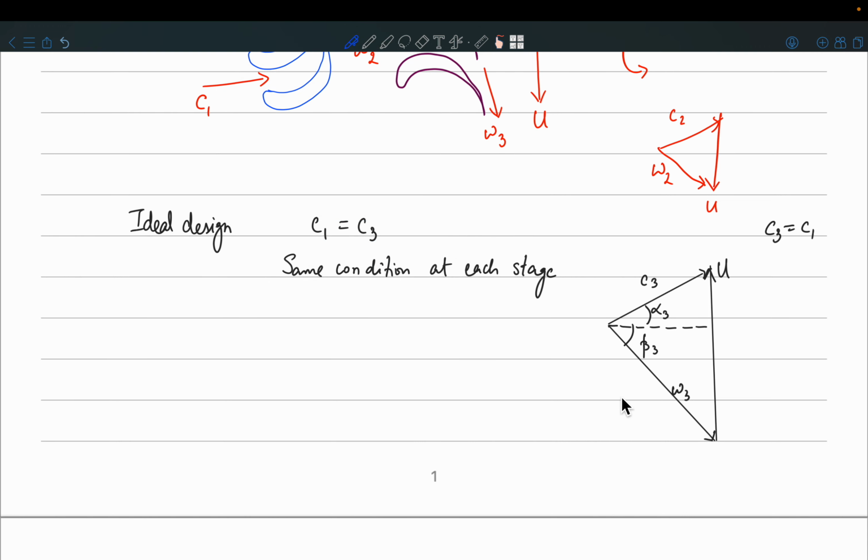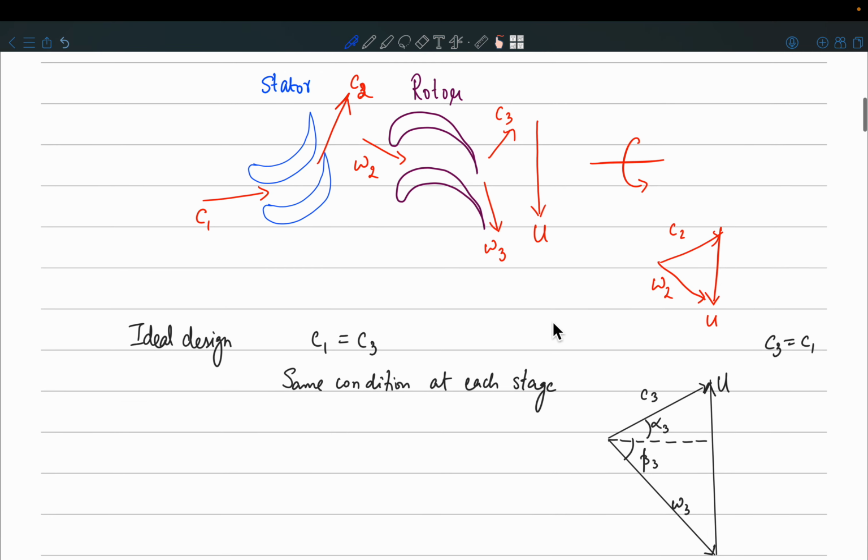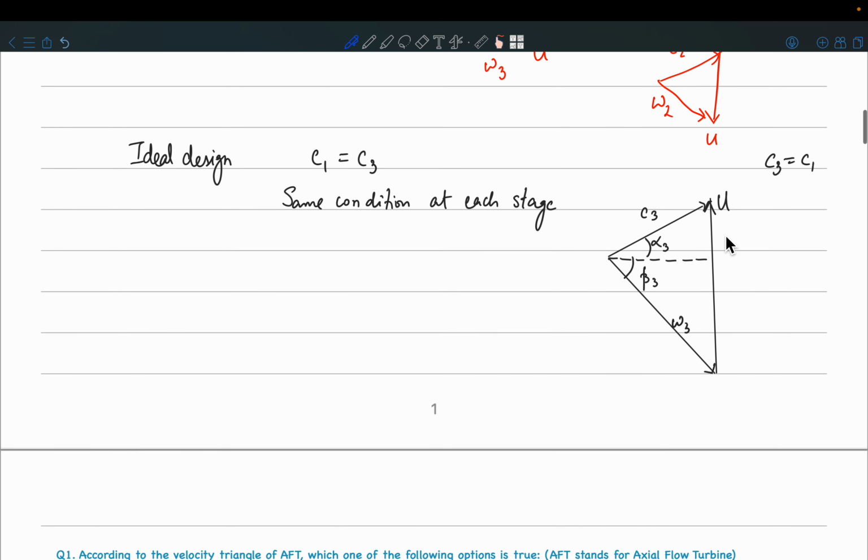So what happens in a stator? We saw that velocity is supposed to increase, right? So C2 will be larger than C1 or C3. So in this case you will see that the vector C2 is going to be much larger than C3. You can see here by the length itself, okay.